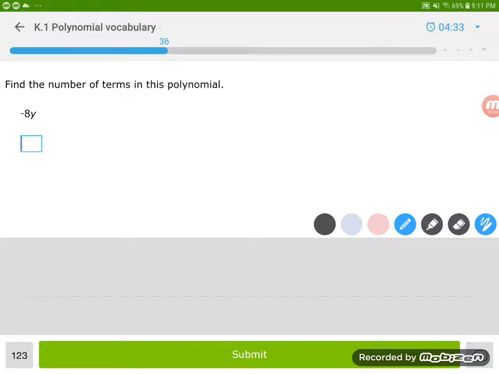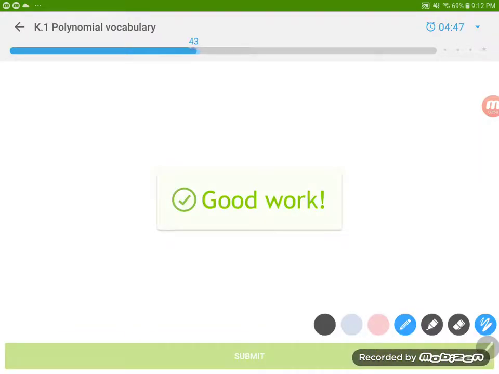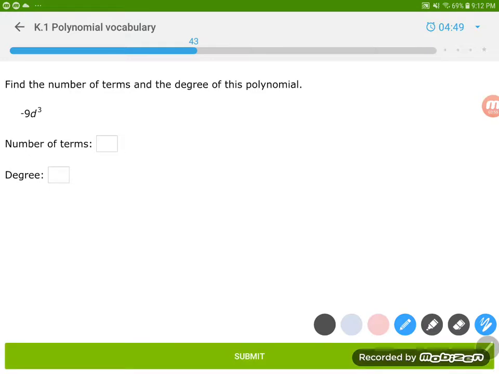Alright, so same deal. We have to find the number of terms in this, and this is, of course, what we call a monomial because there's only 1 term in it. So there's only 1 term in here, which makes it a monomial.